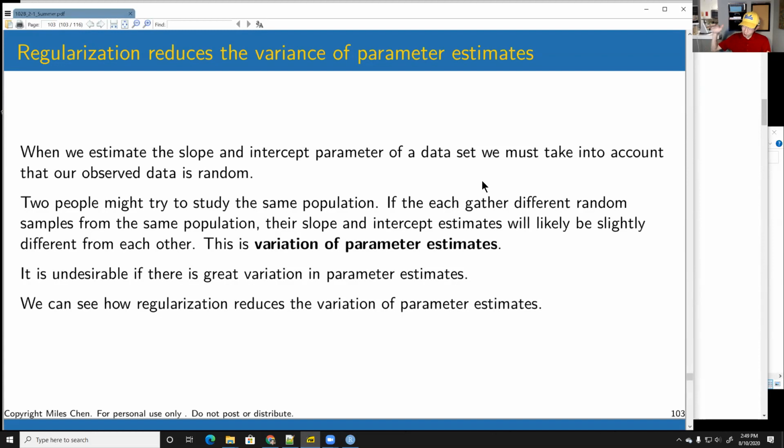So this person gets this slope and this intercept, and this person gets this slope and this intercept. They're going to be slightly different. And if there's great variation in the parameter estimates, that's not a desirable trait. I'm going to run out of time here. Regularization will reduce the variation in the parameter estimates.